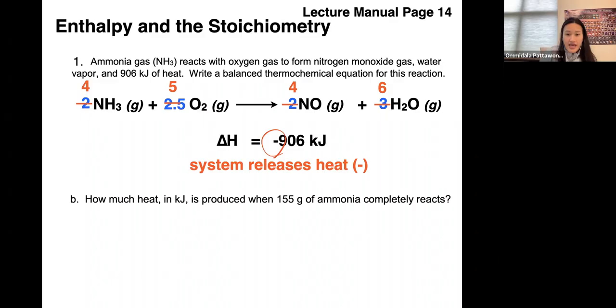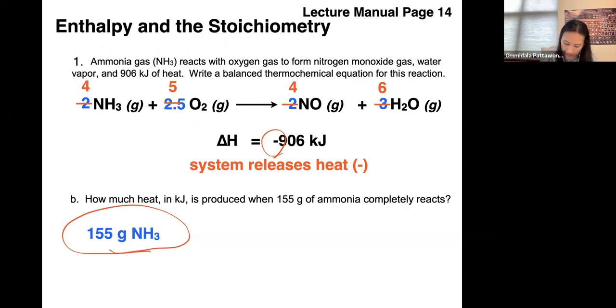Okay. All right, B is asking you how much heat in kilojoule is going to be produced when 155 grams of ammonia completely reacts. Okay, so that means we have 155 grams of ammonia. Do you remember, if I have grams, what should you do for the first step? What is significant about grams? If you go back to 121, you will see that every time we see grams, we have to convert to mole, right? Because if you want to go from one thing to another thing, the mole to mole ratio will tell you about that. Okay, so same thing here.